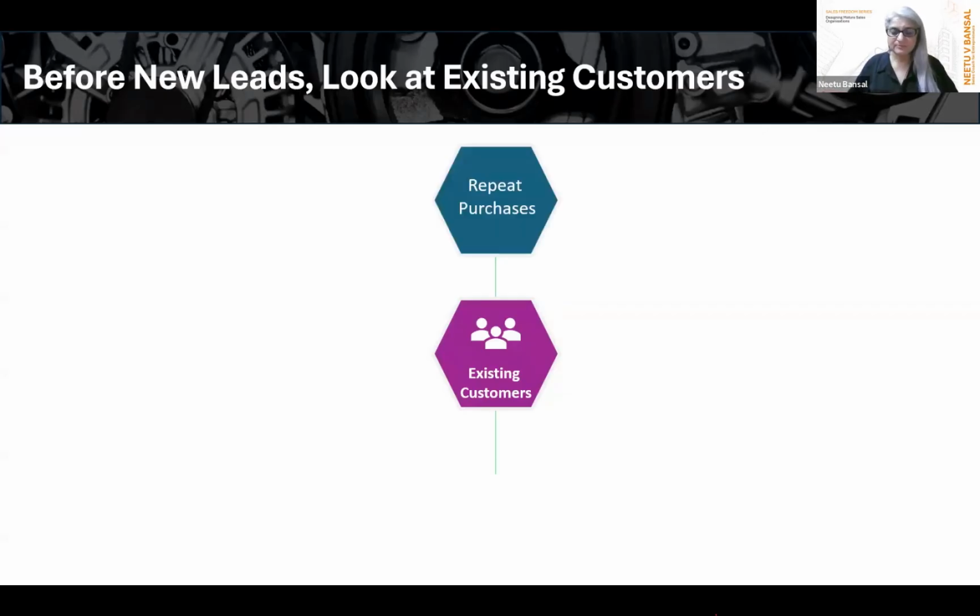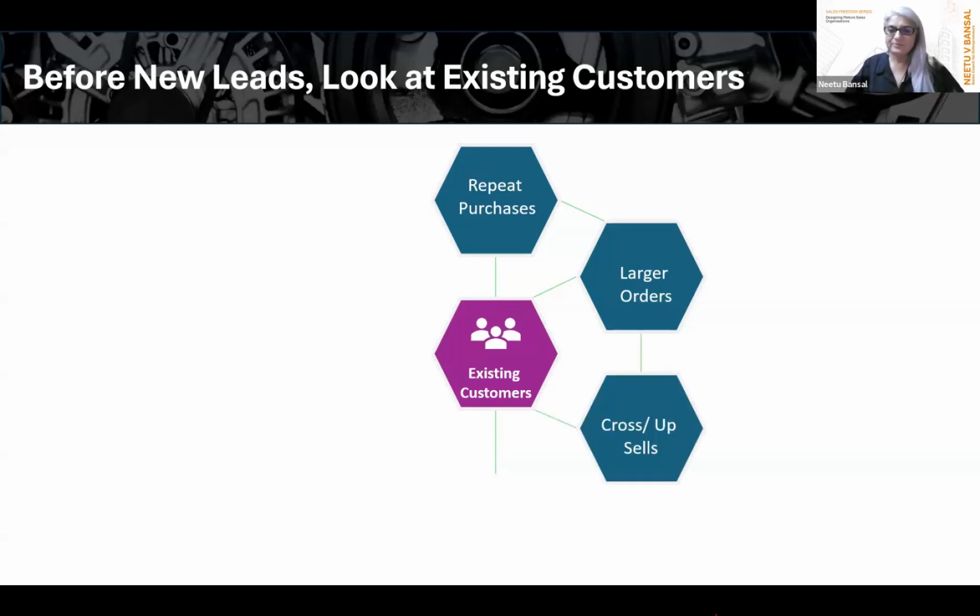Okay, let me share with you. Obviously, repeat purchases. How many of your existing customers come back and buy from you regularly, especially if you have a product which has repeat utility? Second one, how many of your existing customers can you get bigger orders? Bigger could be in terms of quantity or a more expensive product or solution range. Third one, cross or upselling. If you are selling one product, can you sell another product to them?